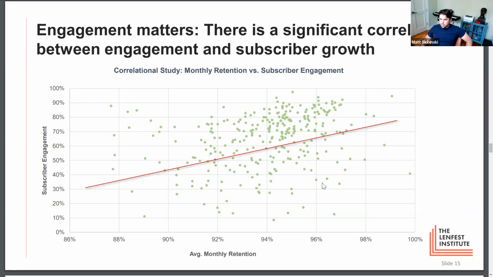I keep stating it as if it's a fact, and we do have data to support it, that there is a correlation between engagement and other metrics of subscriber growth. This is showing engagement and monthly retention, but the same is true with conversion of new subscribers as well. This is data points from a couple hundred publications, and we did this study a few years ago and found a substantial correlation.